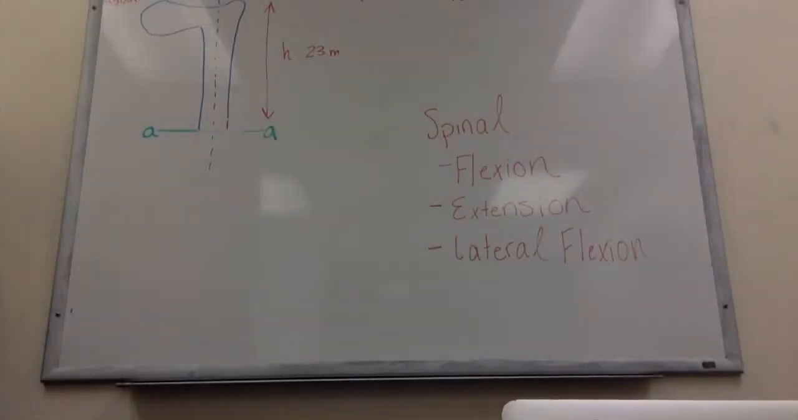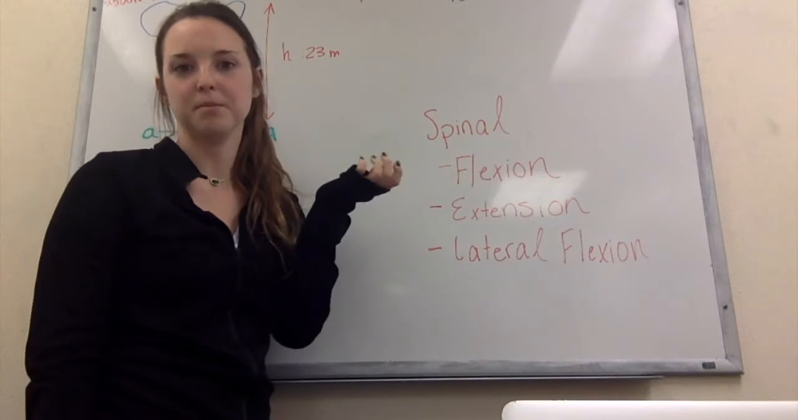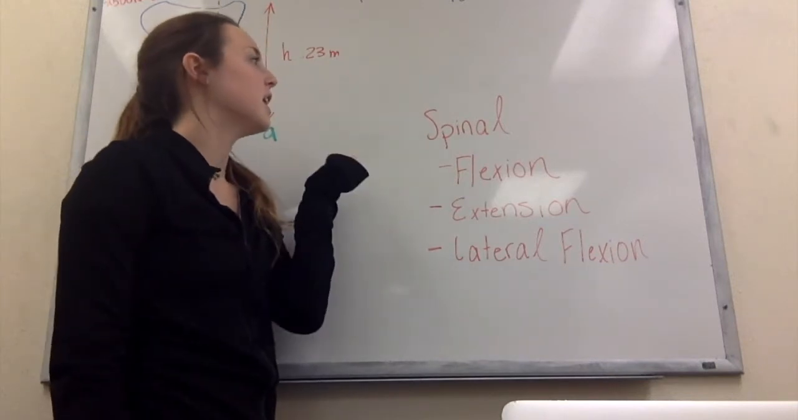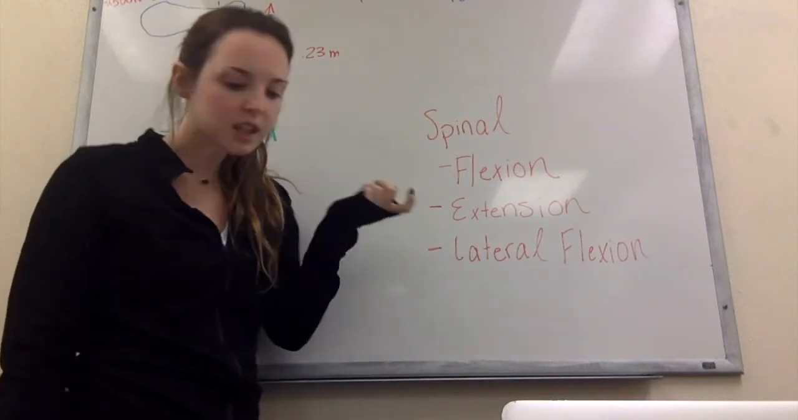So bending typically occurs in long bones, which is why we gave this example of a landing force on a femur and the different stresses that it causes. Another example of when a bending force would occur is spinal flexion, extension, and lateral flexion.